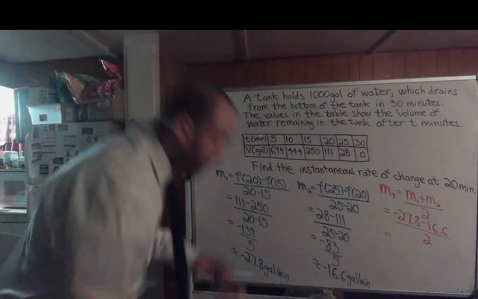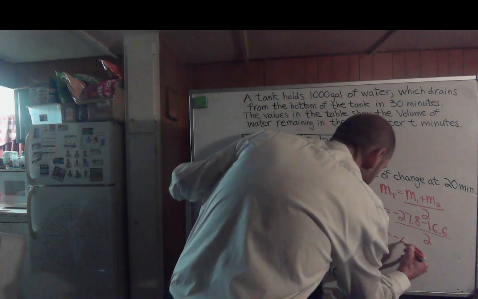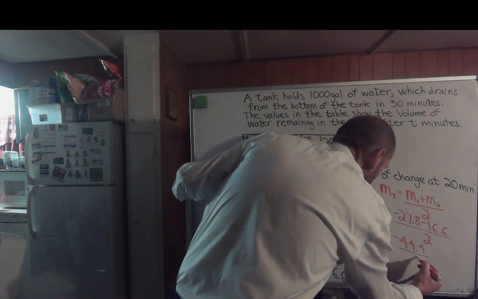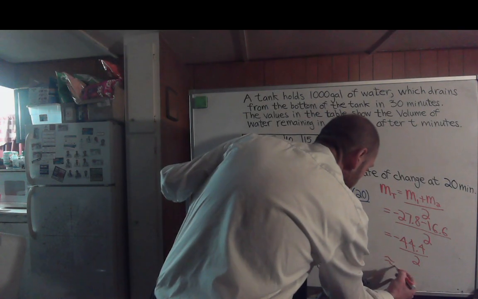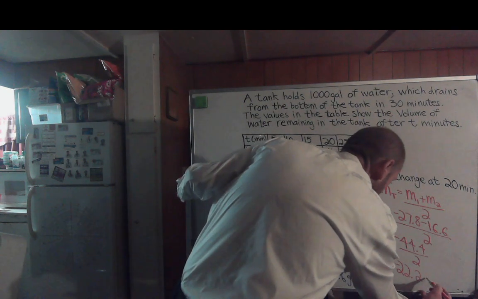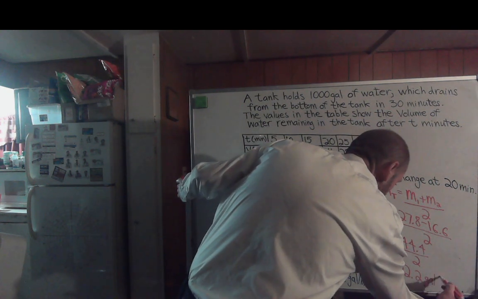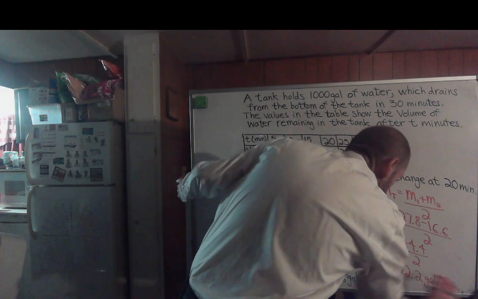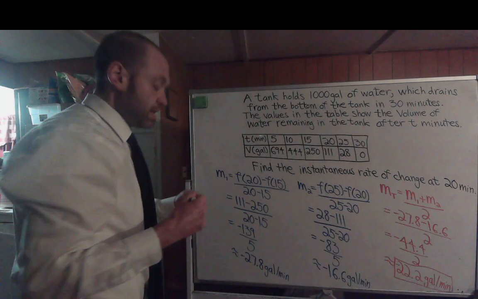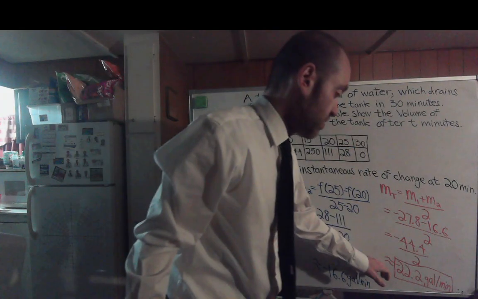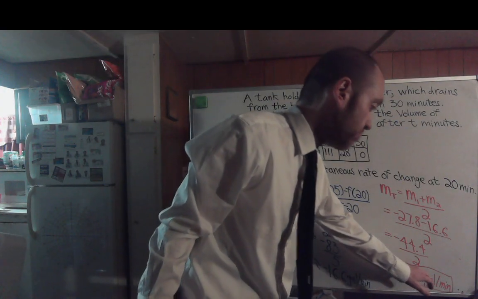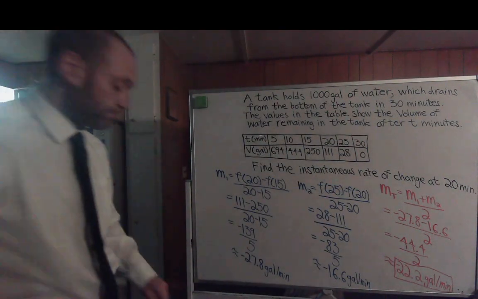You get negative 44.4 divided by 2, which would end up giving you an instantaneous rate of change of negative 22.2 gallons per minute. So that's the answer. At 20 minutes, the instantaneous rate of change is that you're losing water at a rate of negative 22.2 gallons per minute.